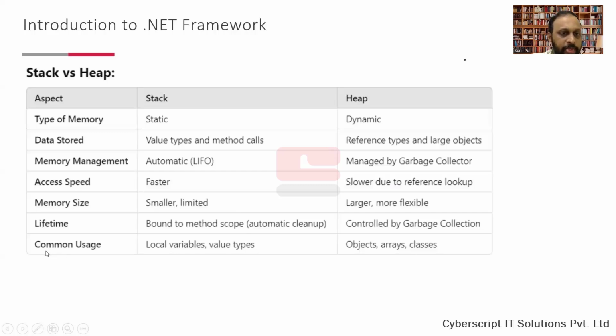So the next aspect is common usage. All the local variables and value type variables are stored on the stack. And objects and arrays and classes, these are the reference type variables, so those would be stored on the heap memory.